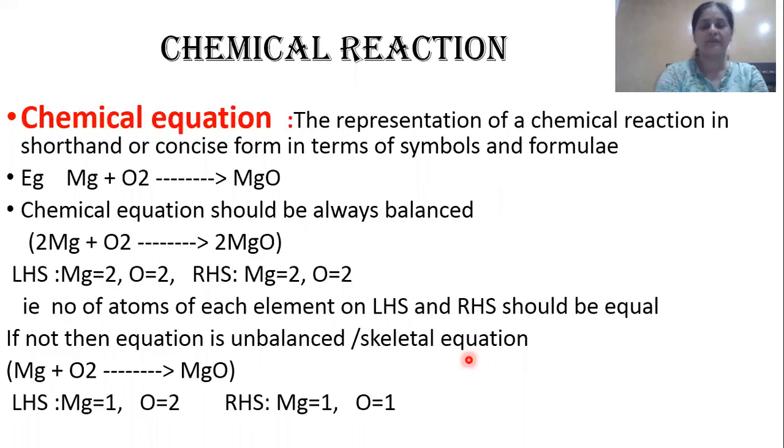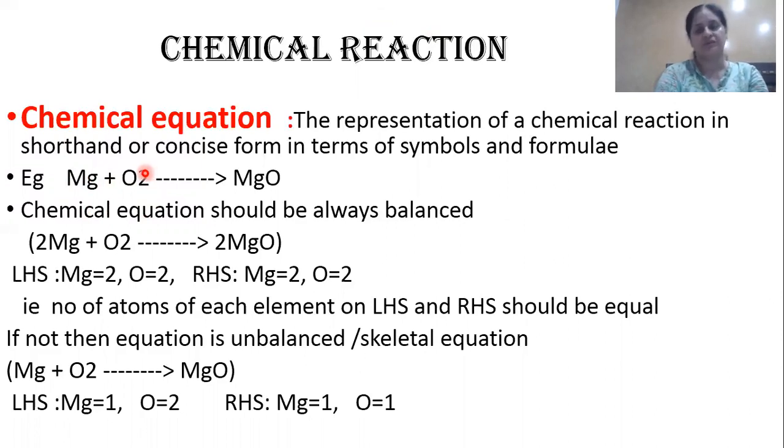The third way of writing a chemical reaction is the chemical equation. We represent a chemical equation in terms of symbols and formulae. So when any reaction is represented in terms of symbols and formulae, then it is said to be a chemical equation. Now, magnesium reacts with oxygen to form magnesium oxide. The symbol of magnesium is Mg, while that of oxygen is O. But when oxygen is present in the gas state, it exists as a diatomic molecule, so we write O2.